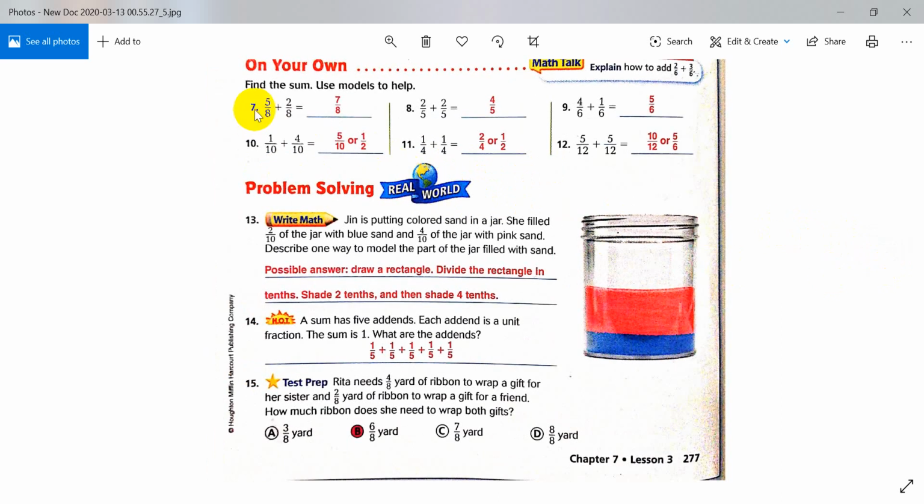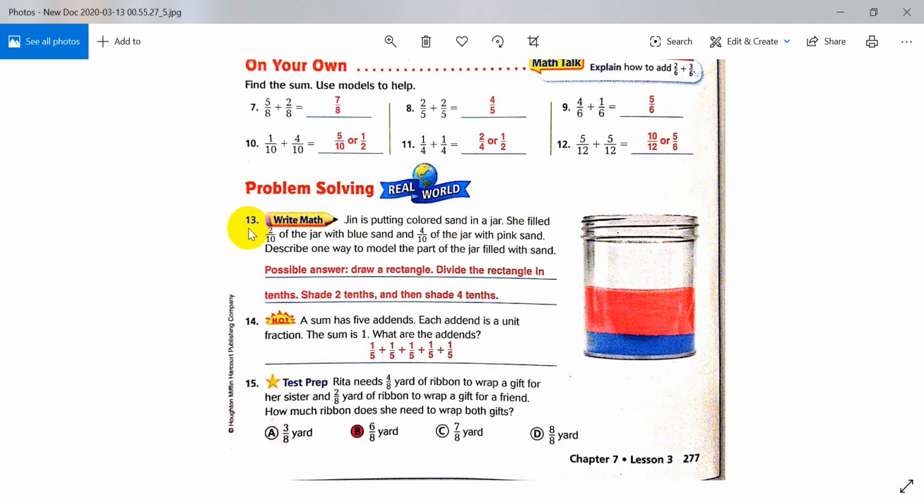Check your answer. Question number 7, the answer is 7/8. Question number 8, the answer is 4/5. Question number 9, 5/6. Question number 10, 5/10 or a half, because we put here 5/10 in simplest form. Question number 11, 2/4, okay, or 1/2. 5/12 plus 5/12 equals 10/12, or in simplest form it will be 5/6, and the answers are right.